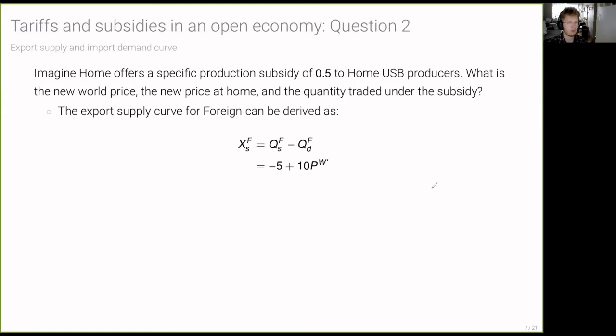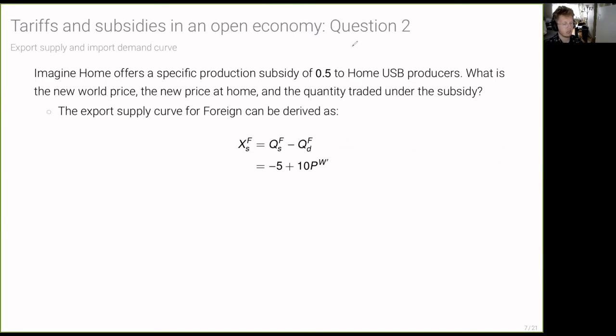Okay, and so what we want to do is systematically think about how this production subsidy is going to affect things for both home and foreign. So let's think about foreign's export supply curve, for example. Home applying a production subsidy in no way affects the ability of foreign to supply. It doesn't affect foreign's demand or supply curves. So this is all the same as before. It's the same as in part one.